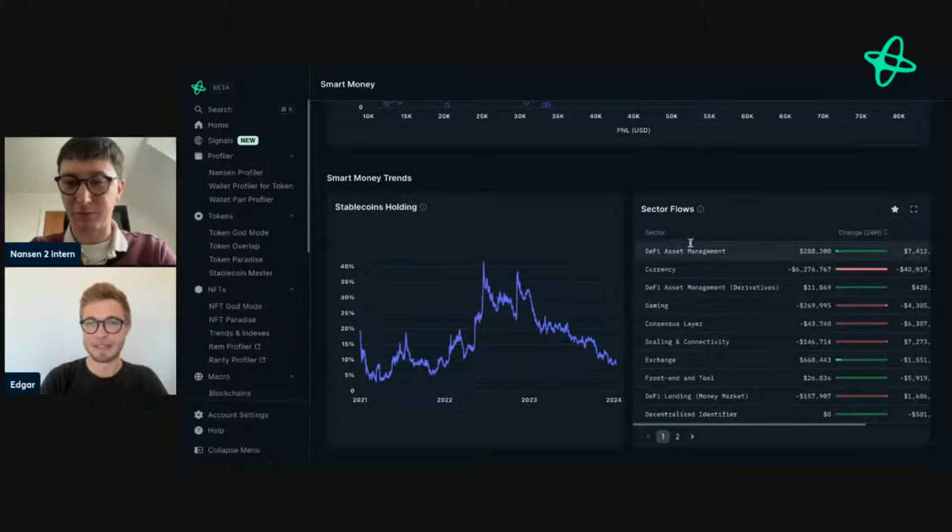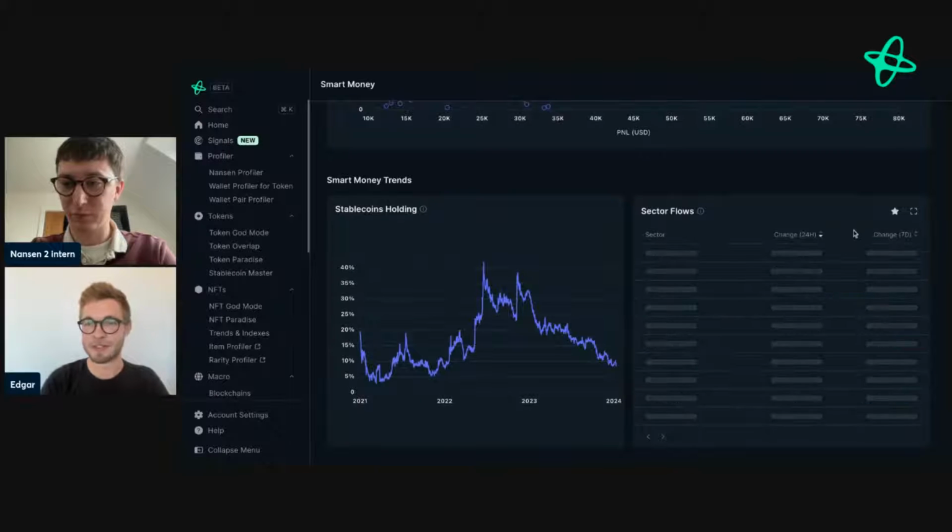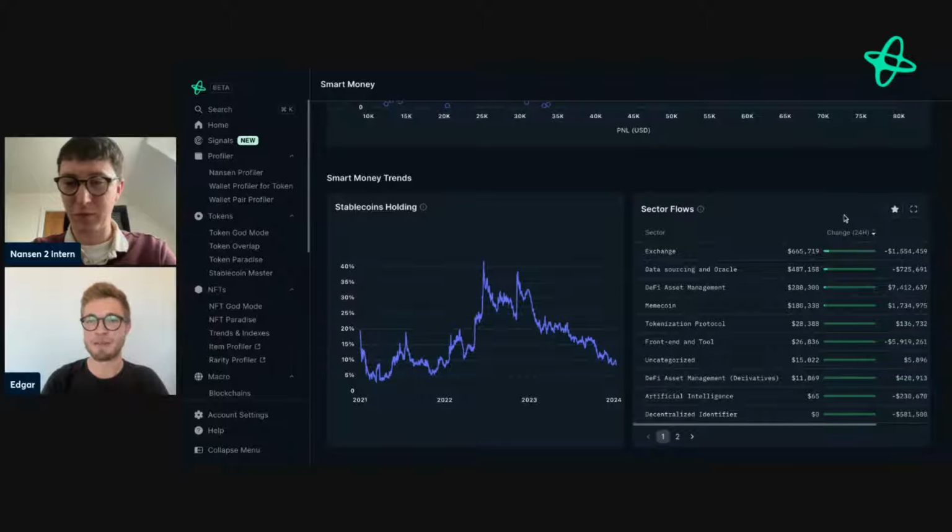Absolutely. And then we have the sector flows, where our research team continuously maps various tokens into sectors, so that we can get an idea which narratives and which trends are picking up steam and which tokens are being allocated to.